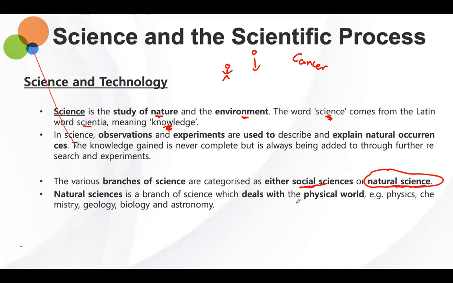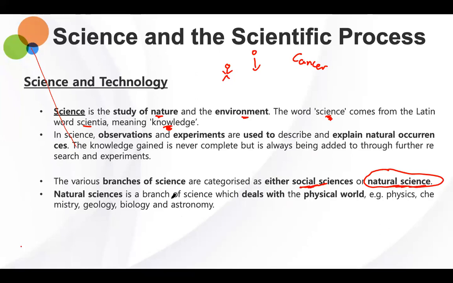Social science would be the study of, for example, psychology. But we have to cover, right? So we just focus on natural sciences. You learn more about social sciences as you go in the different grades, right? As you move up, you learn more in grade 10, grade 11, all right? So we just focus on natural sciences for now.